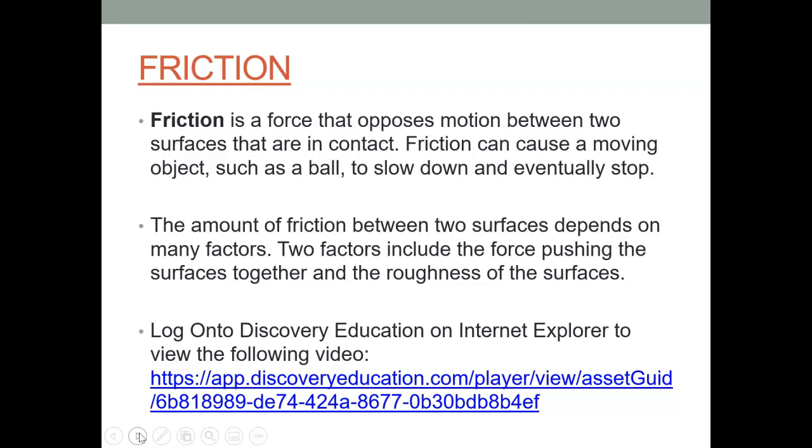The amount of friction between the 2 surfaces is going to depend on so many different factors. 2 factors will include the force pushing the surfaces together, as well as the roughness of the surface.